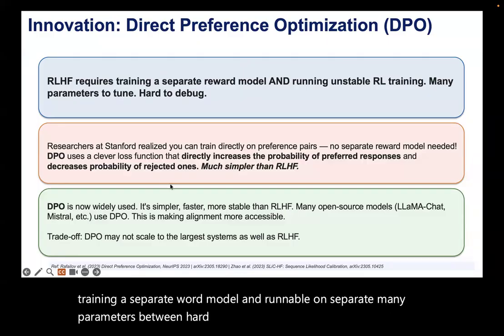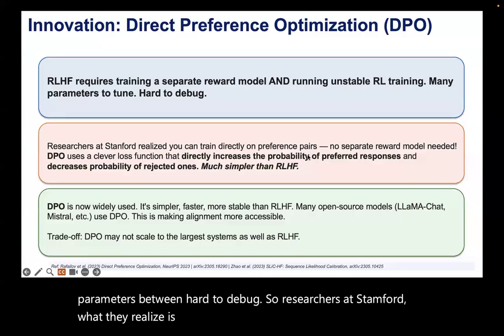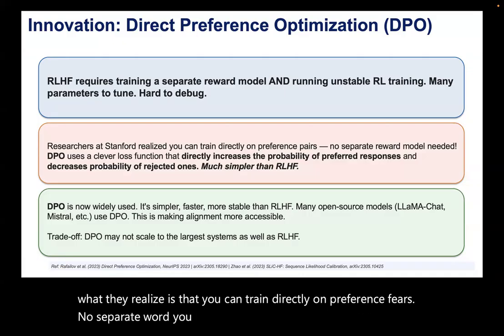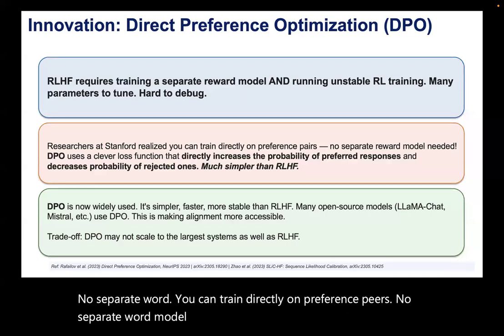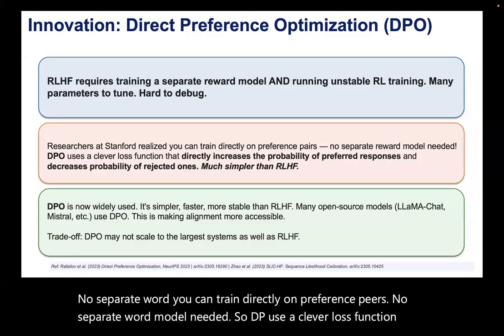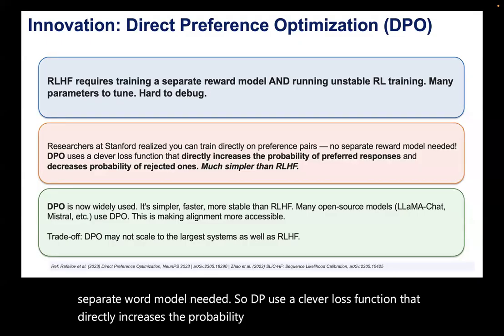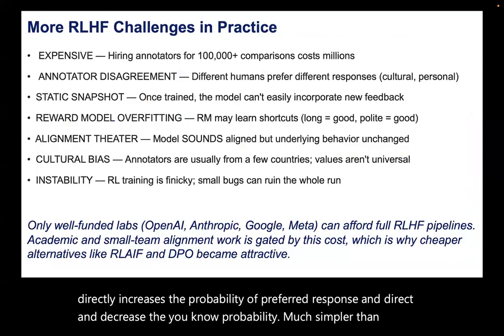So researchers at Stanford realized that you can train directly on preference pairs. No separate reward model needed. So DPO uses a clever loss function that directly increases the probability of the preferred response and decreases the probability of the rejected one, much simpler than this. So what DPO is doing is this.